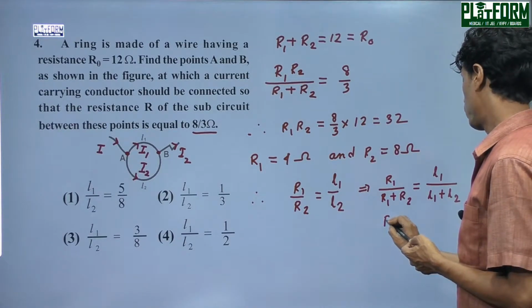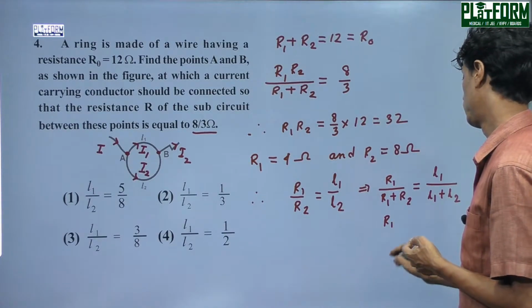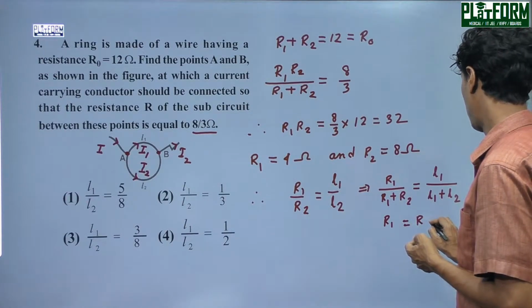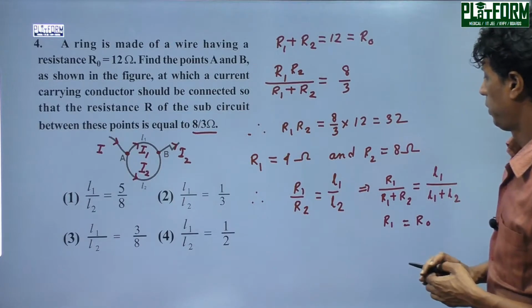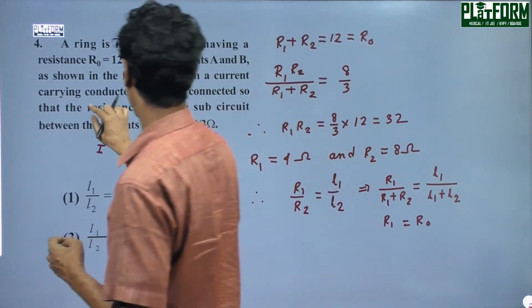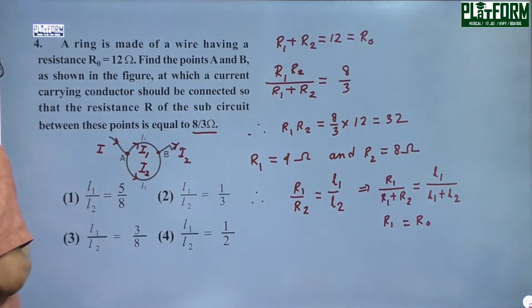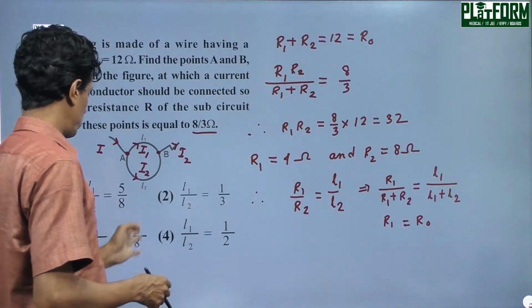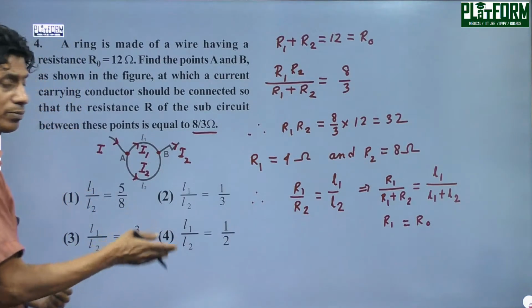So R1 is equal to R0. Not necessary, it is at which current carrying conductor should be connected, so that the options are given. L1 by L2 is equal to 1/3, L1 by L2 is equal to 3 by 8, L1 by L2 is equal to half.